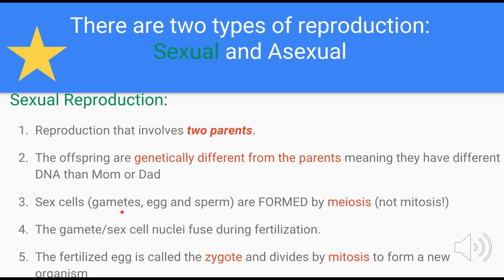The sex cells are gametes. Those are the eggs in a woman or a sperm in a man. And these eggs and sperm are formed by the process of meiosis. That's the only time we see meiosis in our body, during the production of eggs and sperm.